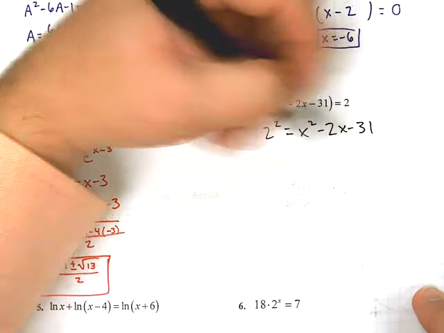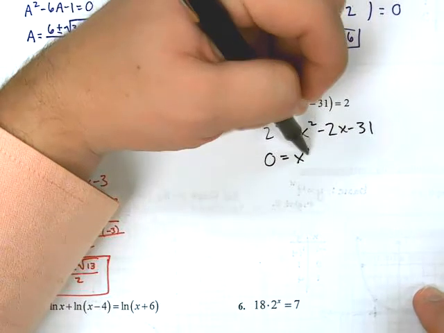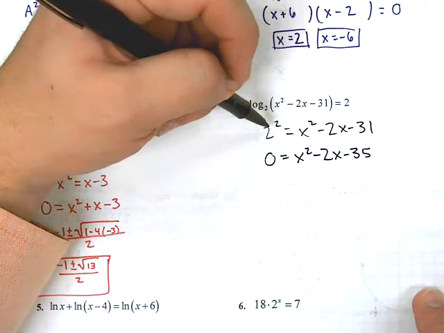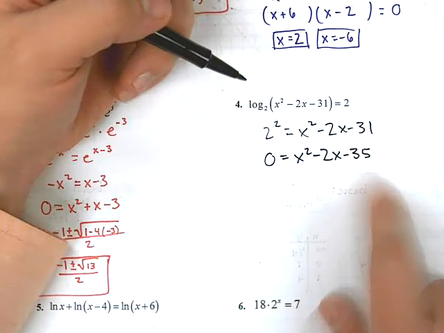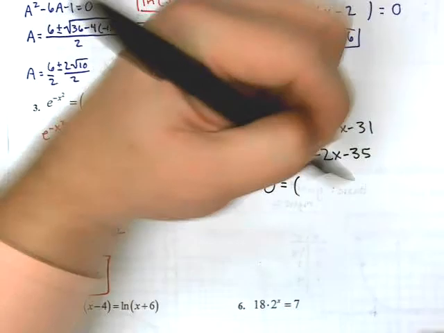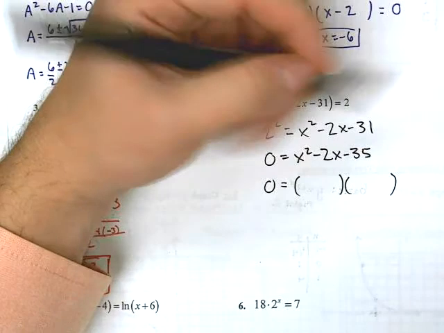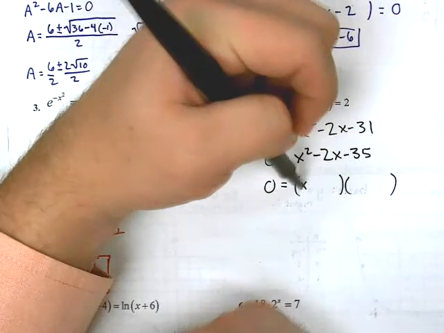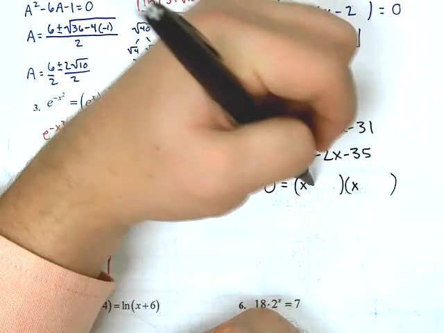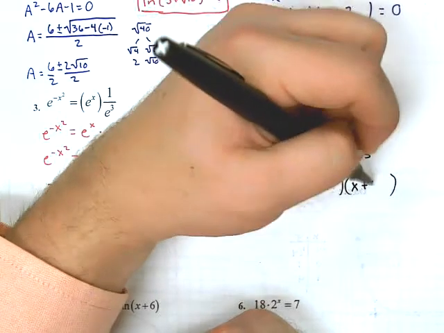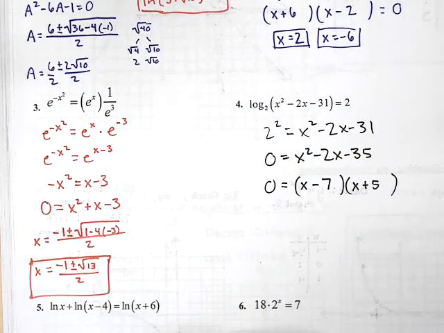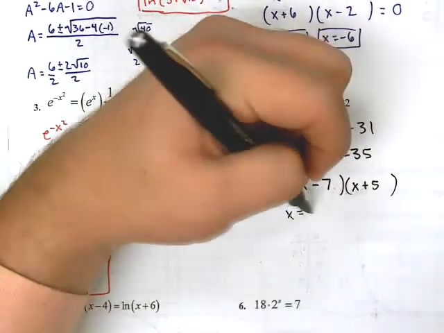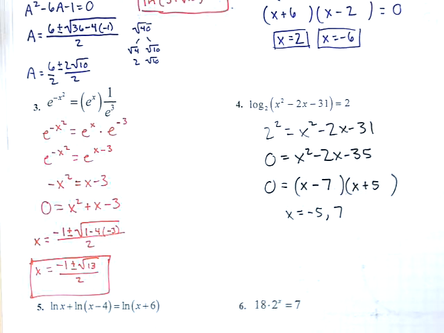Well, I know I'm going to want to move that over, so I'll have 0 is equal to x squared minus 2x minus 35. Right? Because that's just 4, moved it over. And now, ooh, this is a good one. We got this. How do we get from factors of negative 35 to negative 2? Well, x and x, I'm going to have to go down 7 and back up 5. All right, down 7 and back up 5. So now I know that x must equal negative 5 or 7.